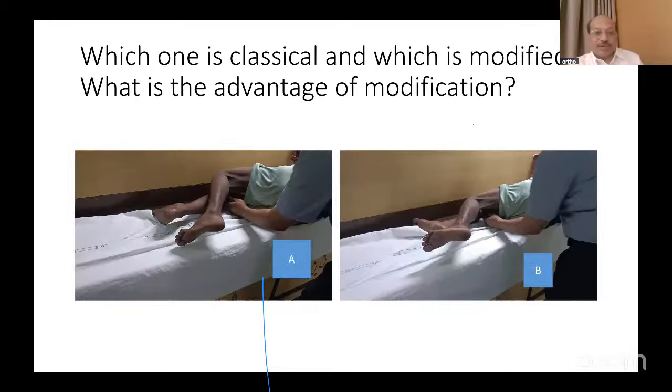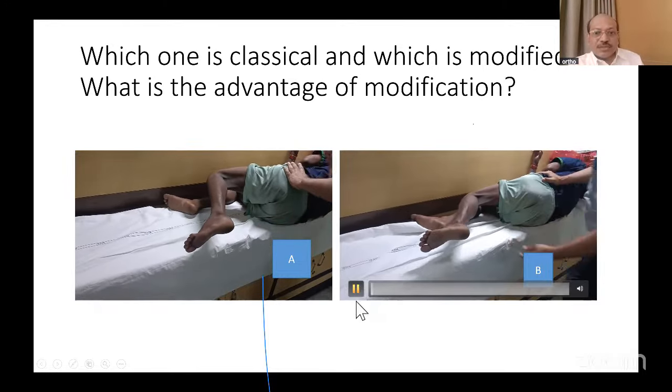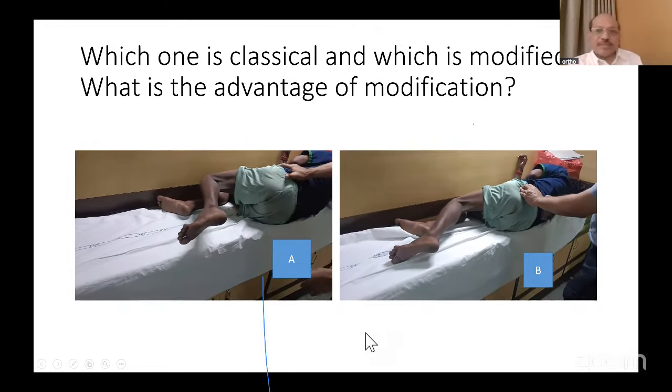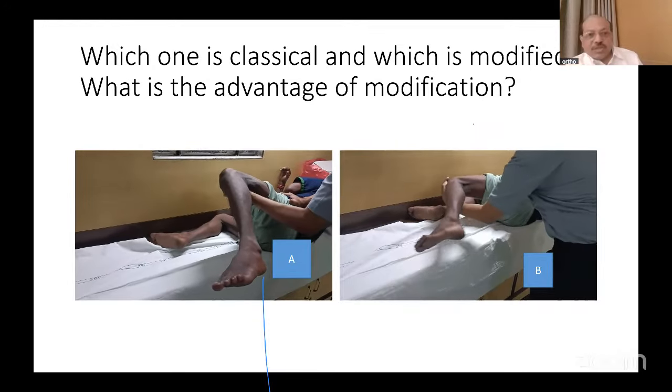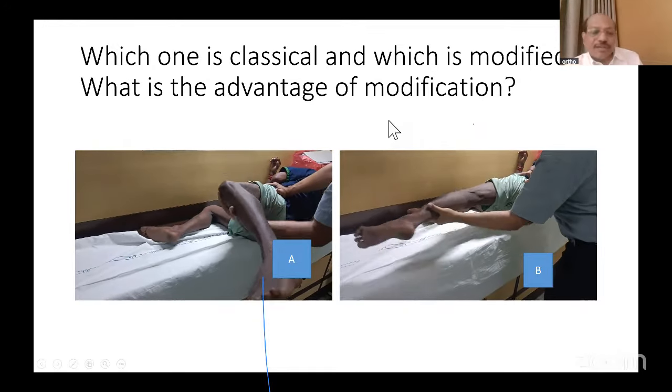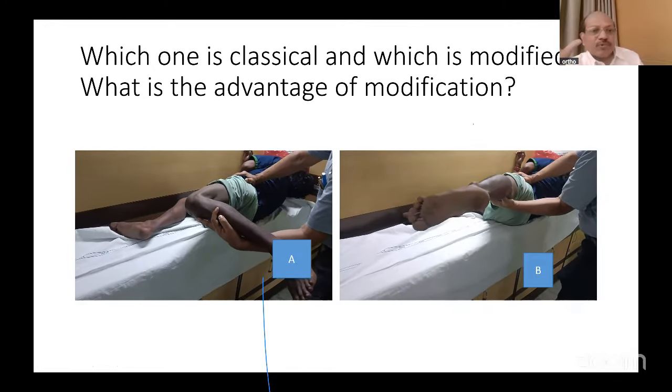Now what is the modification? The same test may come in a different way. Say two videos are playing side by side. Which one is the classical Ober test and which one is the modified Ober test? Some modification. So who modified? This is the Kendall modification. Kendall is a famous book. You must read that book of Kendall.